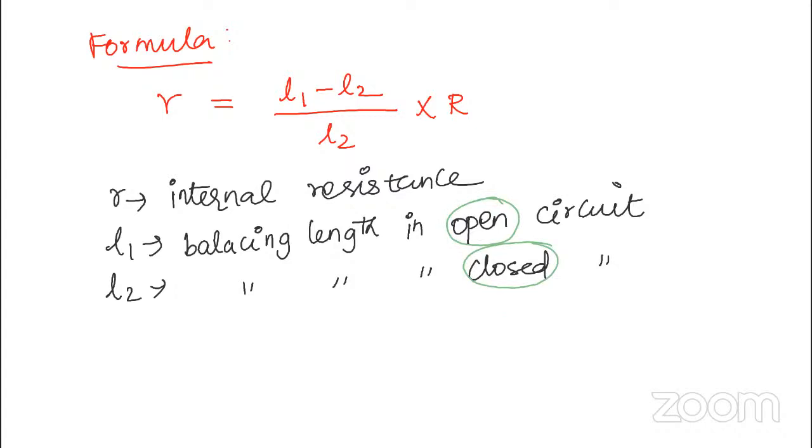Then normally the resistance R will be the resistance if it is connected in series. So this is one of the important formulas for calculating the internal resistance.